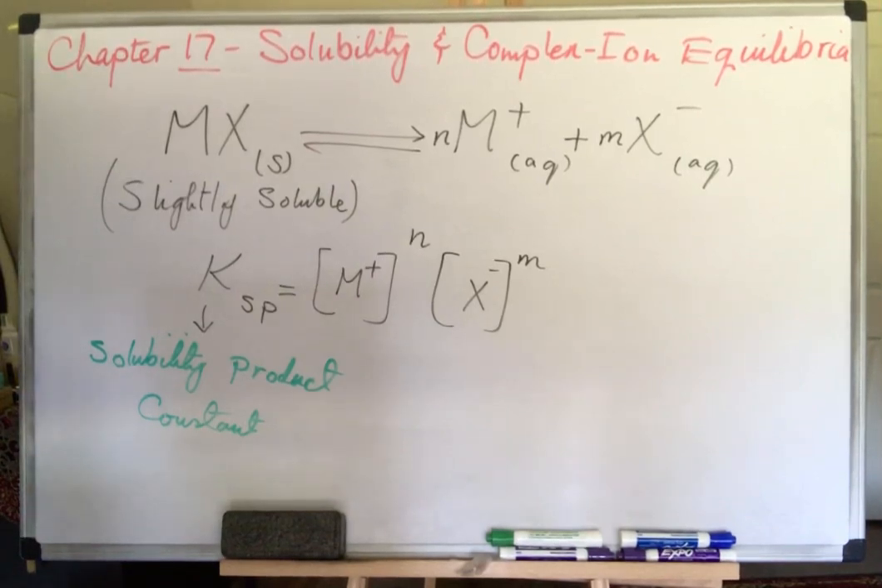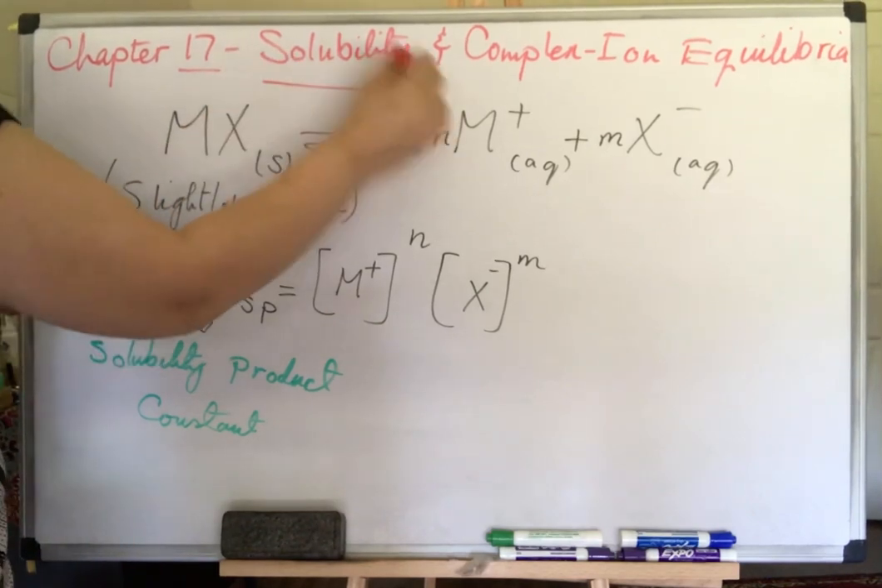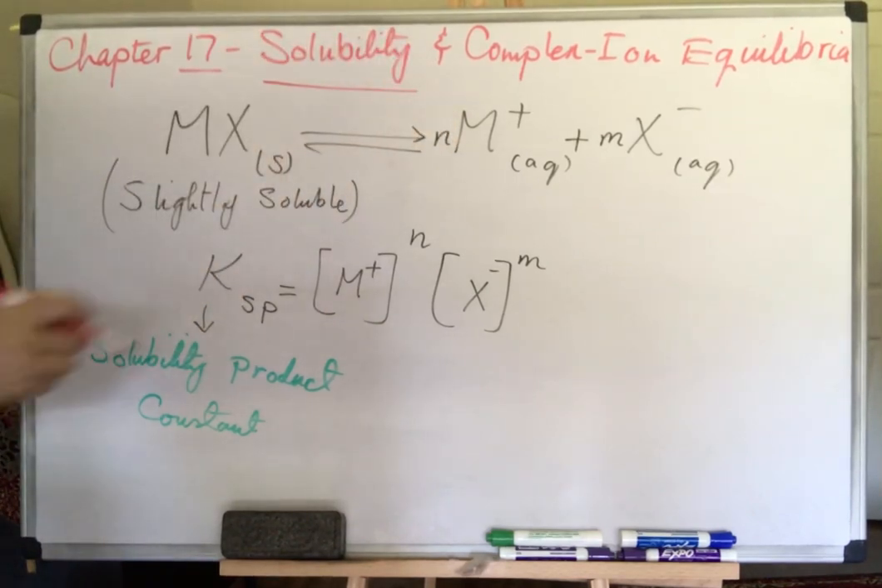Okay, we reached chapter 17, talking about solubility. The title is Solubility and Complex Ion Equilibria. I'm just going to talk about solubility. You don't have to worry about complex ion equilibria, I have eliminated it from your PowerPoint slide. So you just focus on solubility.